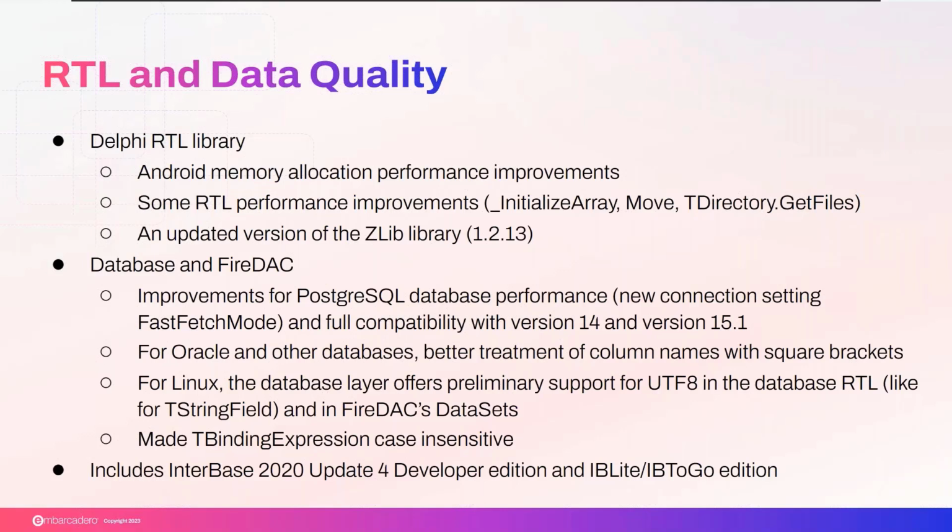And on the database side, on FireDAC, we have improvements for PostgreSQL database performance and now fully support versions 14 and 15.1. Other improvements for Oracle for better treatment of column names with square brackets. And for Linux, the database layer offers preliminary support for UTF-8 in the database runtime library, like string fields, and in FireDAC's datasets. And now with 11.3, we ship as well InterBase 2020 Update 4 that was released a while back, and also IBLite and IBToGo editions updated.